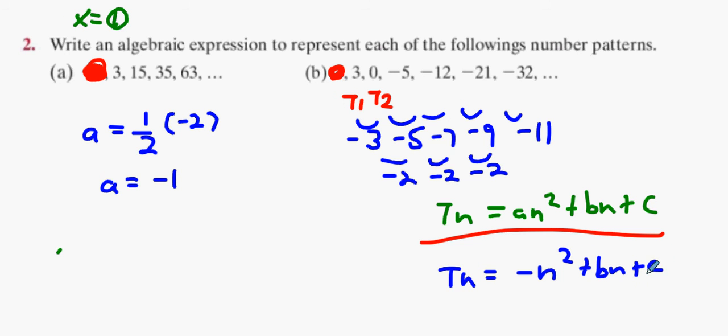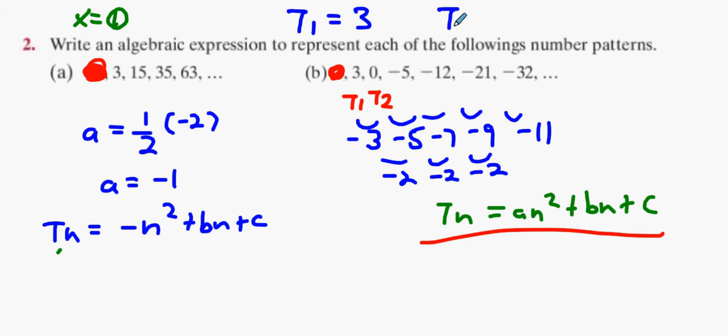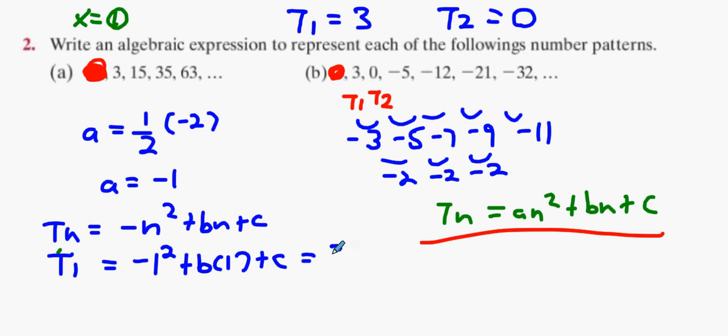Okay? What are we saying T1 and T2 are? Yeah, T1 is 3, T2 is 0. The book doesn't tell us that, we just know by looking at the back of the book how the answers should work, okay? Then replace all n's with 1s. Then we get b plus c equals 4. Okay.